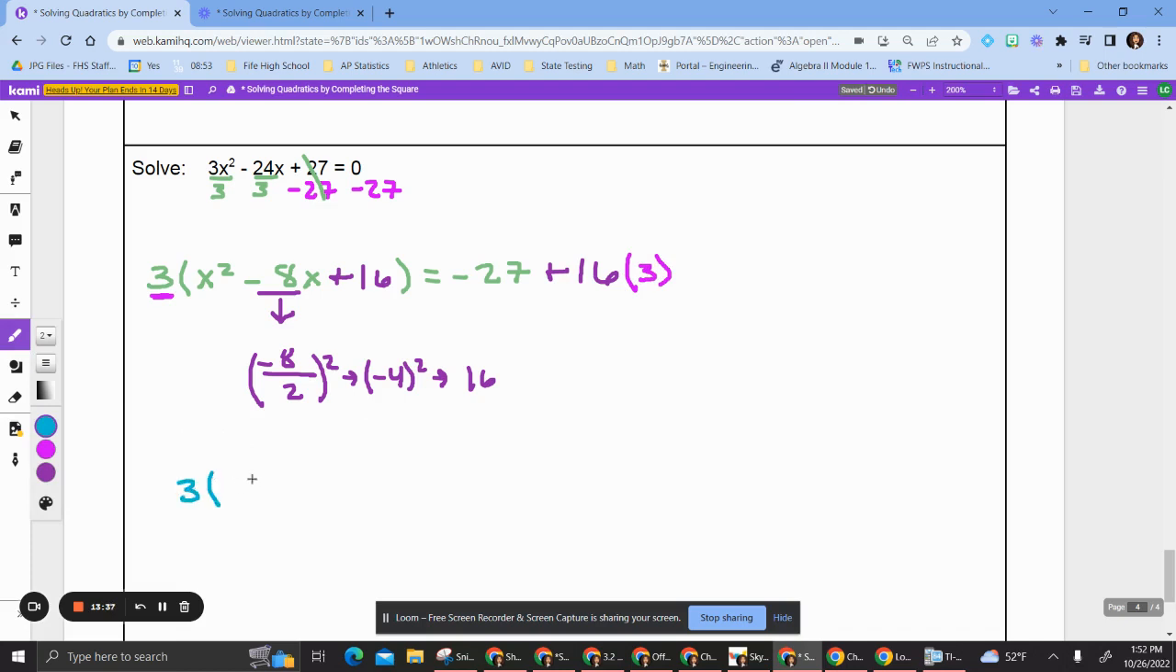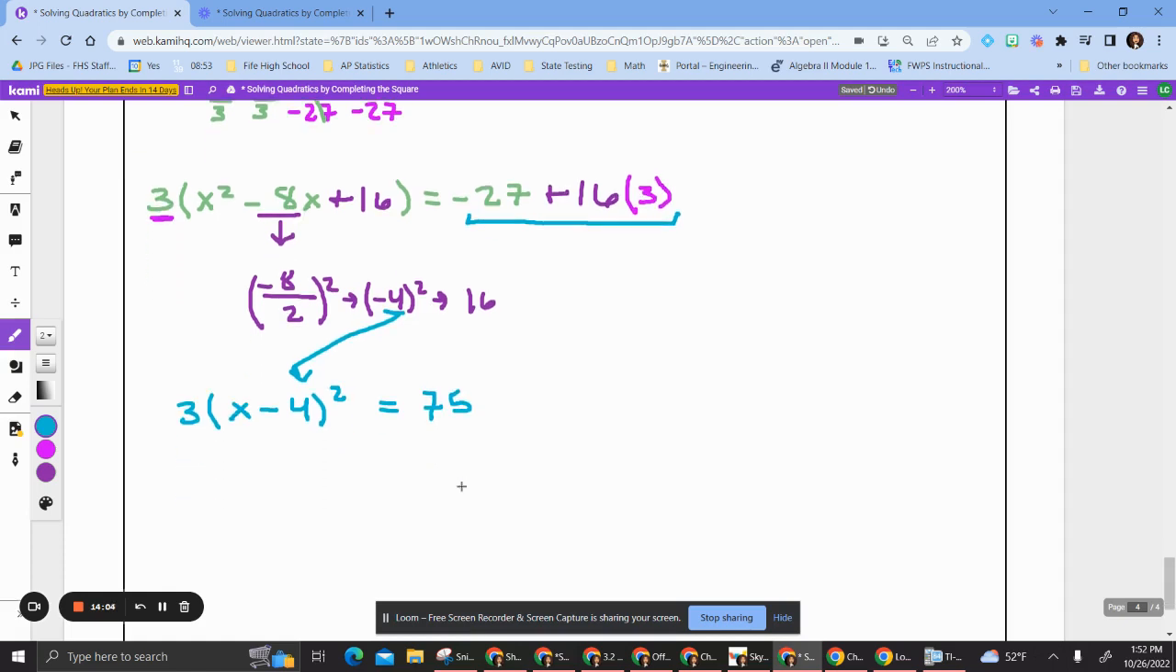Simplified in completed square form, the 3 comes down, the x, and then remember, this is a negative 4 before I squared it, so it's going to be minus 4 squared. Right, that's what's going right here. And then what is negative 27 plus 16 times 3? Negative 27 plus 16 times 3, that is going to give us 75. And then we know what to do from here. We go ahead and solve.